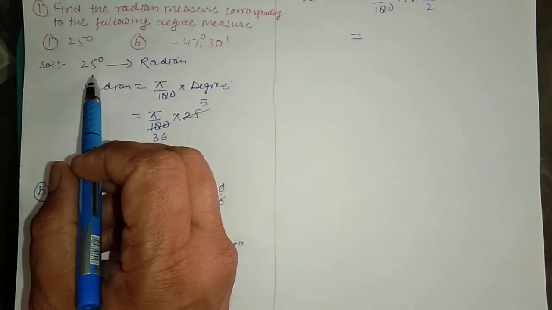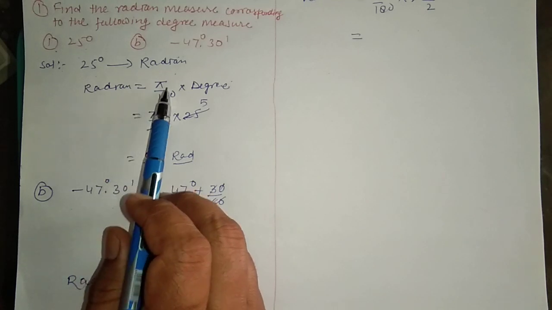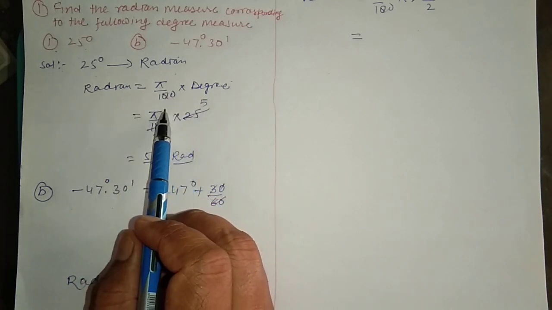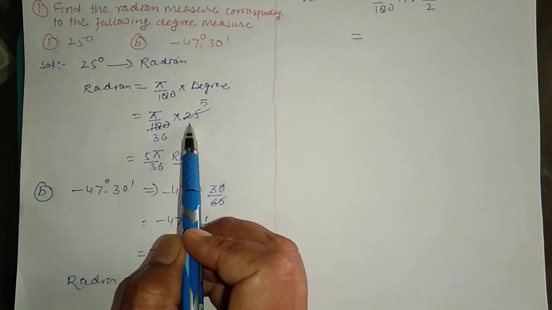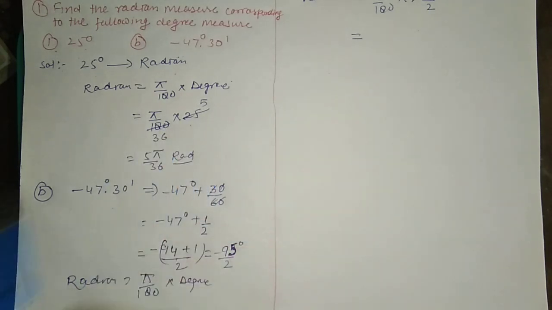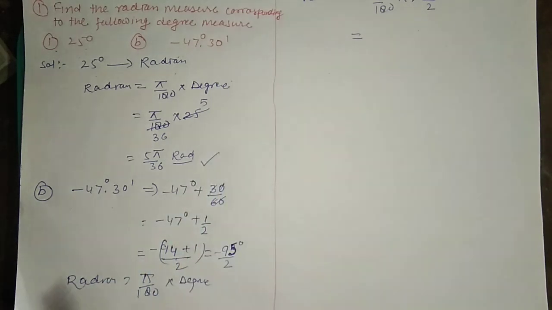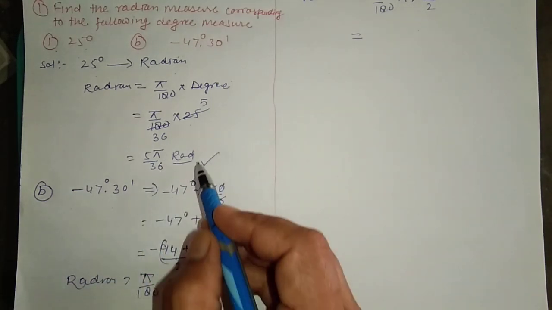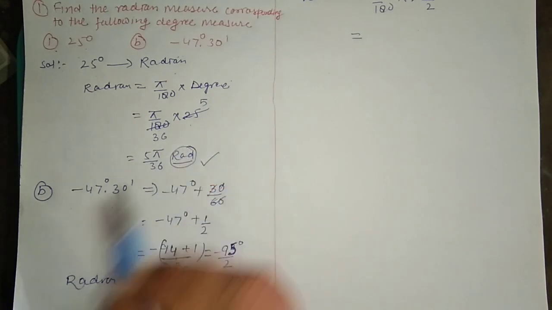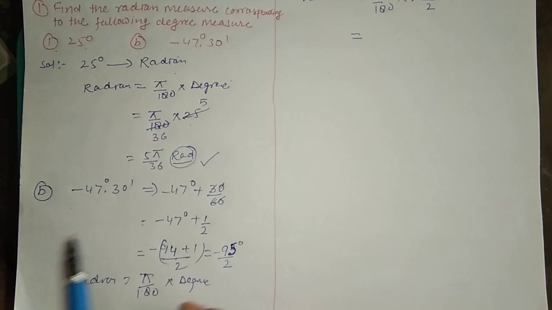So first we convert this 25 into radian. We know that radian is equal to pi upon 180 into degree. So pi upon 180 into 25. So it is cancelled out by 5. 5 5s are 25 and 5 36s are 180. So finally the answer we get is 5 pi upon 36. The radian does not have any unit because it is a ratio, so we'll write only the radian.